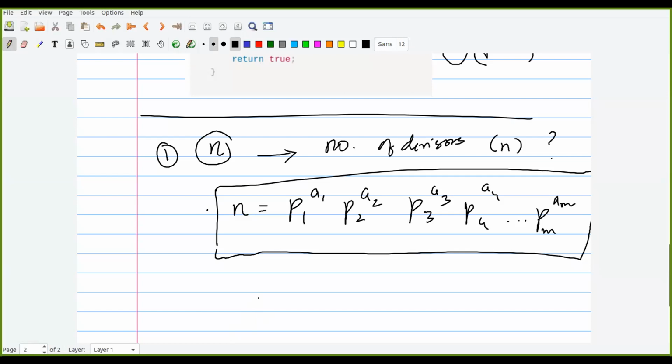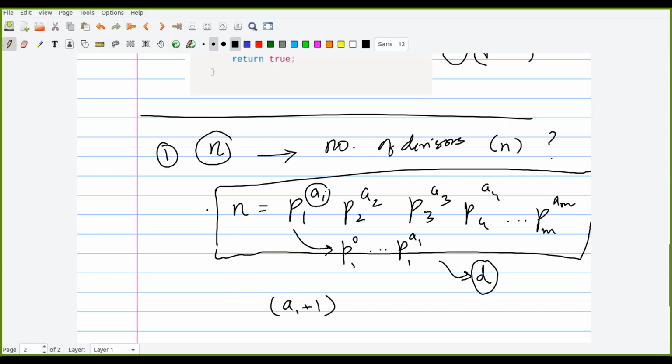Because each prime factor has many possibilities. Suppose we consider P1: the power can be 0 for P1, 1 for P1, 2 for P1 and so on till A1. So for each P1 with a given power, we have possibilities from P1 to the power 0 to P1 to the power A1. All these powers of primes can be present in a certain divisor of n. The number of choices we have for P1 is independent of the other choices. So we have total possibilities of A1 plus 1, because 0 to A1.